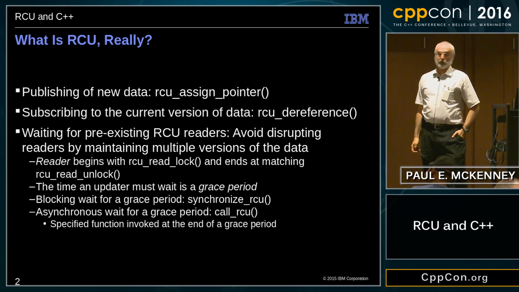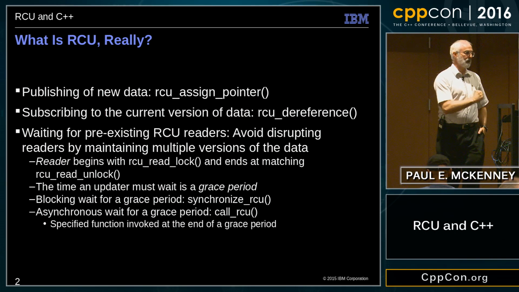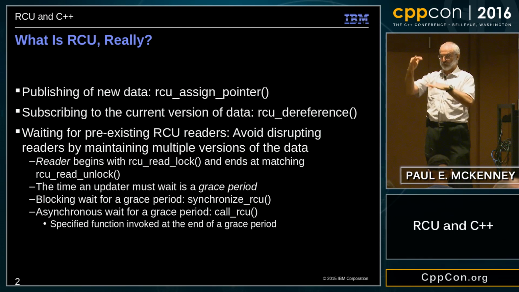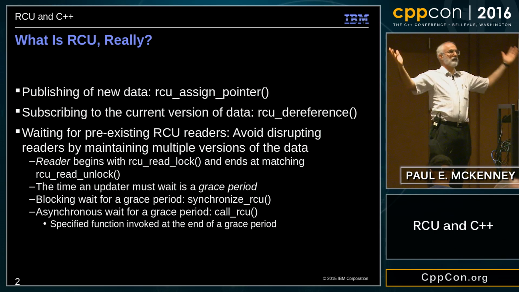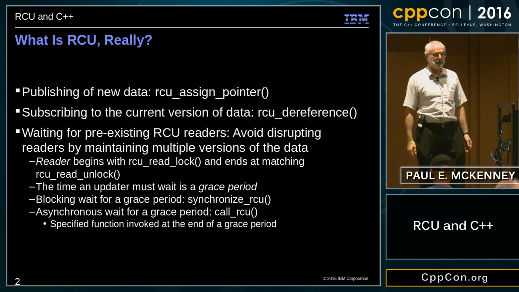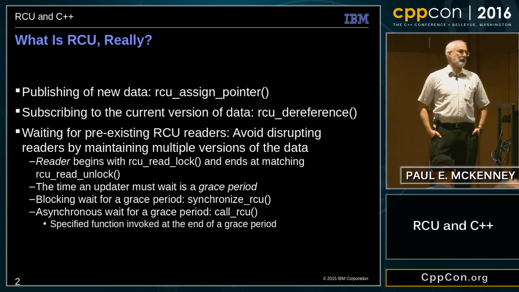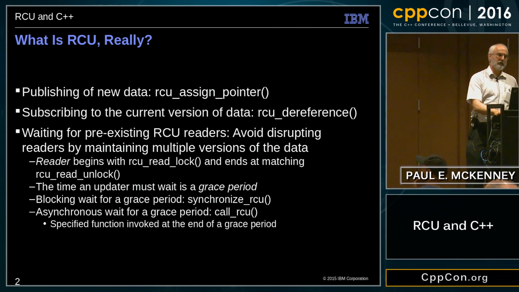And an updater is going to have to wait for all the readers that are already in their read-side critical section, that have already executed their rcu_read_lock, to get to that matching rcu_read_unlock before they can proceed, and that duration of time is a grace period. The easiest way is you say synchronize_rcu, it blocks, and then when everybody's done, you resume again. Unfortunately, there's a lot of algorithms that don't like waiting, and so we have an asynchronous form called call_rcu, where you pass it a function and a pointer to the object, sort of. And that one, as we'll see later, causes a little bit of trouble in C++. But we'll get there.